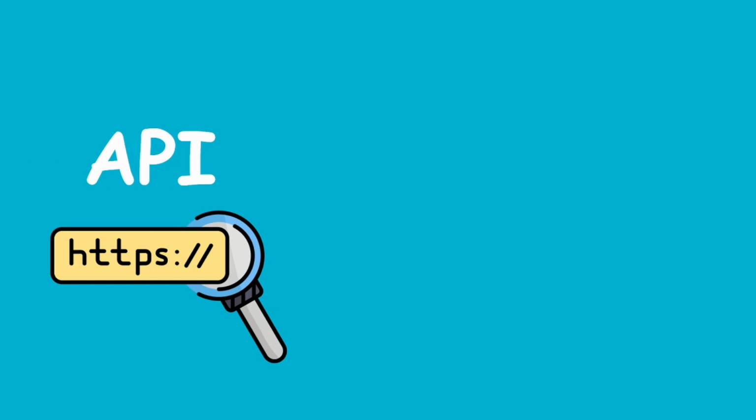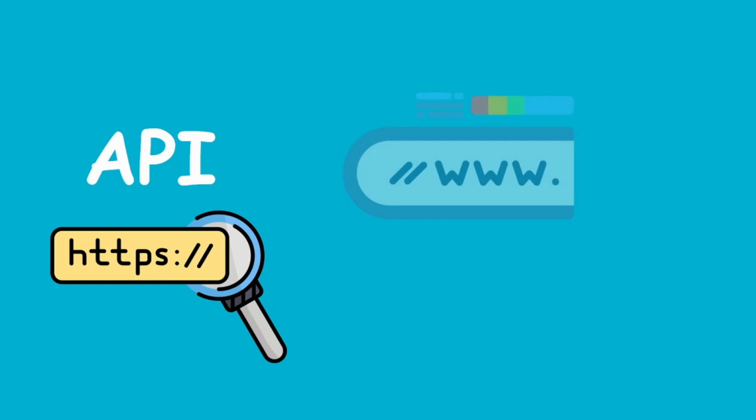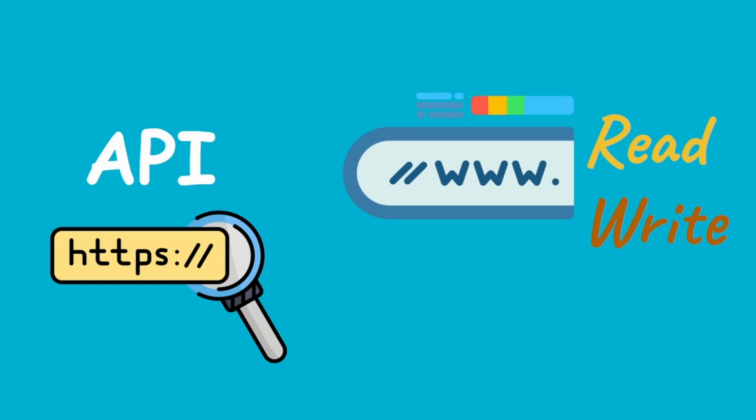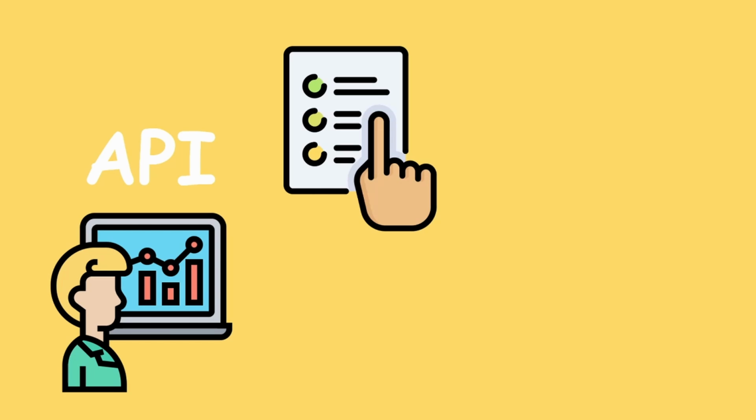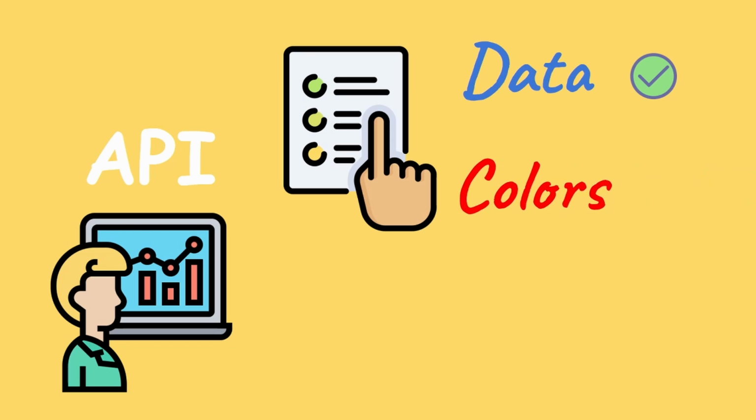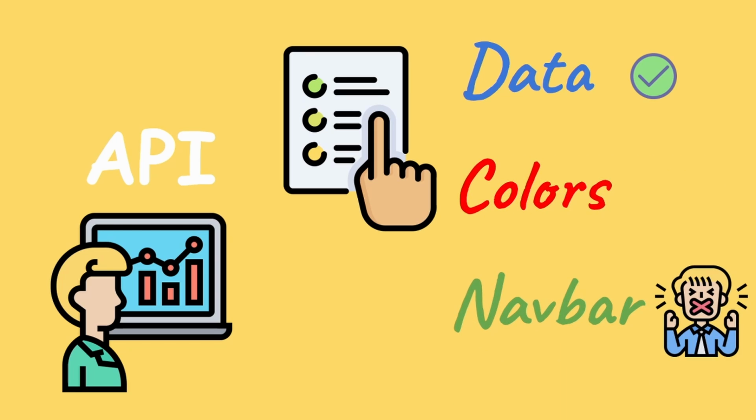Now we can make requests to a URL to read and write over them, to extract data and to put data into it. Now let's think about what a programming interface is. We need to extract just the data we need. We don't care about the colors or navbar, so we just extract the exact data we need to use in our code. Now, let's try some examples.